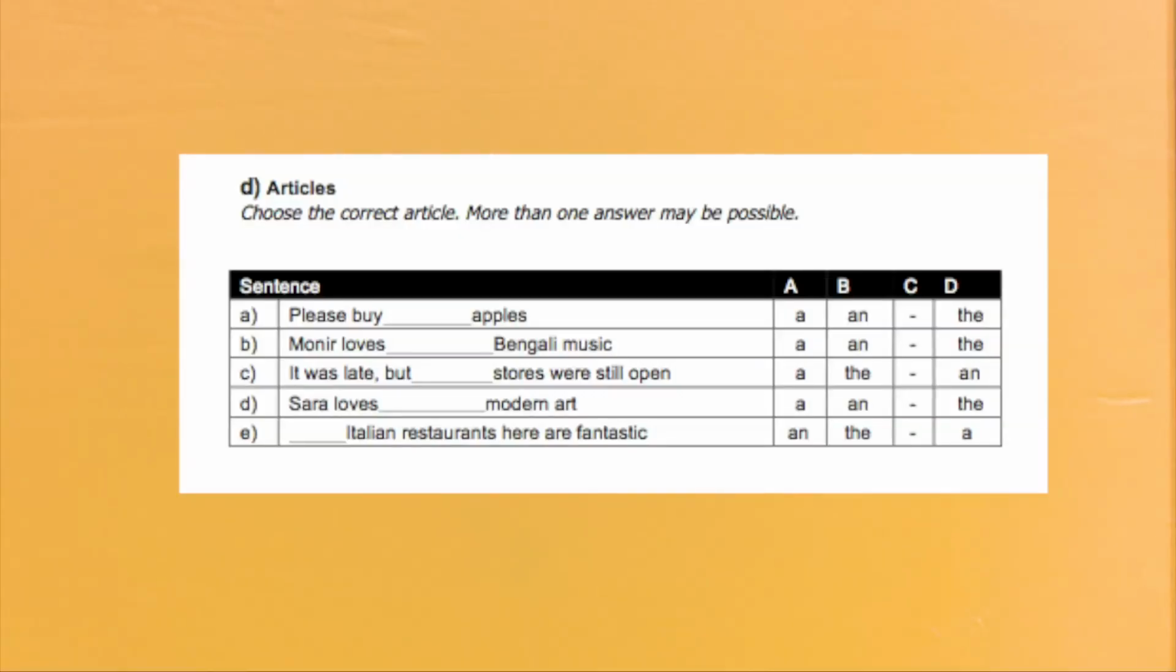Dear learners, our next linguistic item is the use of articles. Here are 3 sentences I will put for your betterment, and I expect you will practice this among your learners to have a clear idea about the proper use of articles. Number 1, please buy gap apples. Number 2, Munir loves gap Bengali music. Number 3, it was late, but gap stores were still open.